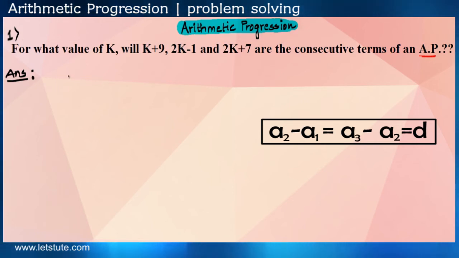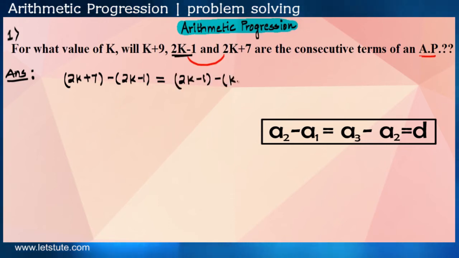So 2k plus 7 minus (2k minus 1) is the difference between these two consecutive terms, right? This must be equal to (2k minus 1) minus (k plus 9). This is the only key point the question was asking for. Now just simplify this expression and get the value of k. We'll be a little fast over here.